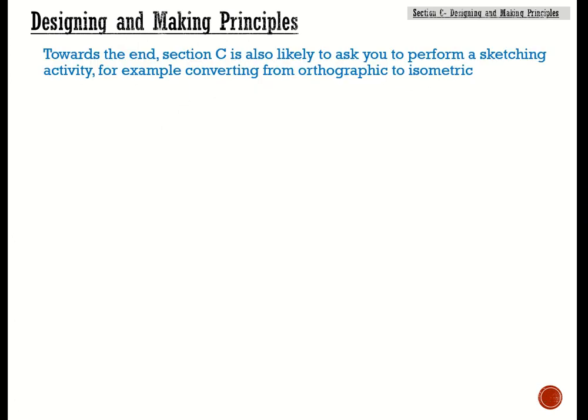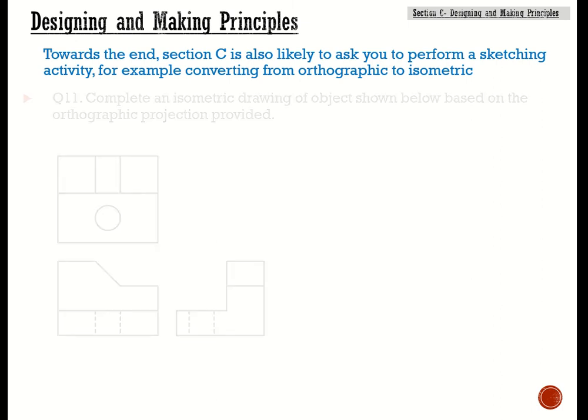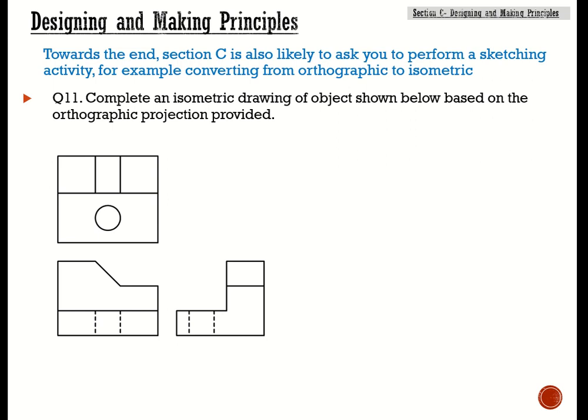Okay, towards the end now. Towards the end of section G, they like to ask you to perform a sketching activity, for example, converting orthographic to isometric. Just a note on this. Imagine you had to draw that in an isometric form. Remember, this is laid out in a consistent way, the top, the front, and the end. As a form of communication, anybody should be able to understand this working drawing and be able to go away. So usually it would have measurements, and the way it's arranged is it's always lined up.